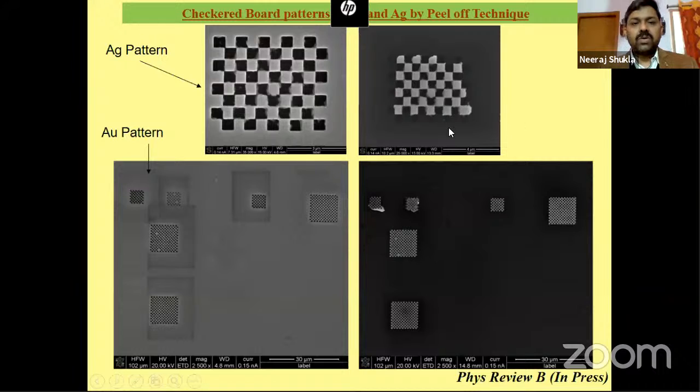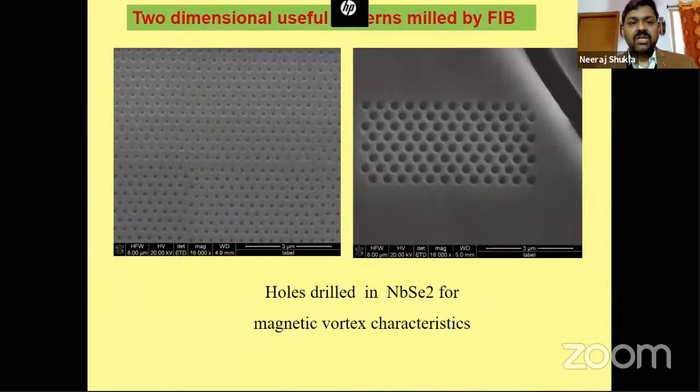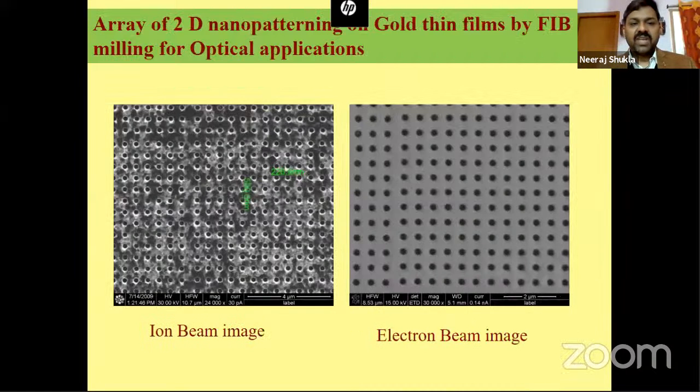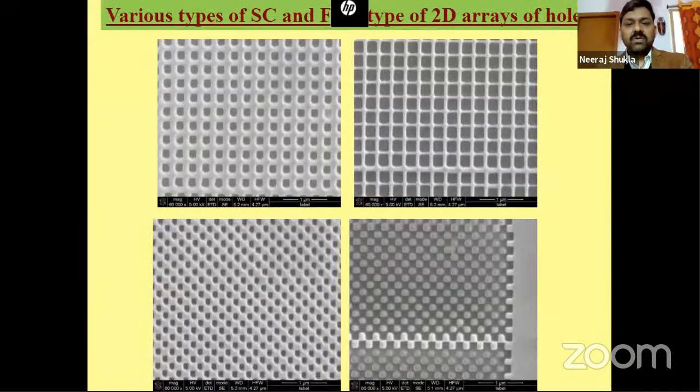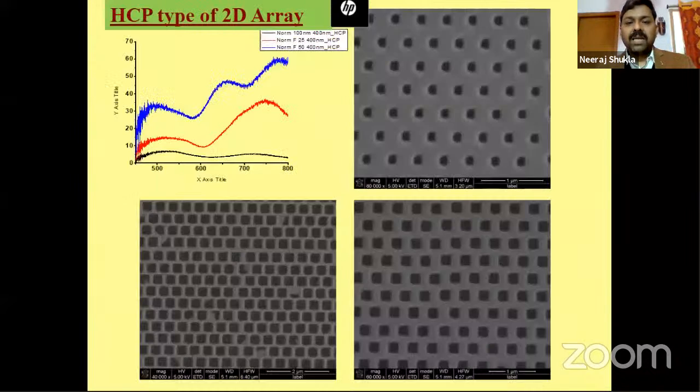That was basically using its other applications, okay, like the extraordinary transmission. That I'm not talking about in detail. I'm just telling you about the prowess of FIB micro nano fabrication. You can make two dimensional hole arrays of various kinds, okay, like 2D. This is a simple cubic hole array. This is a simple cubic hole array with 50% and 25% milling area.